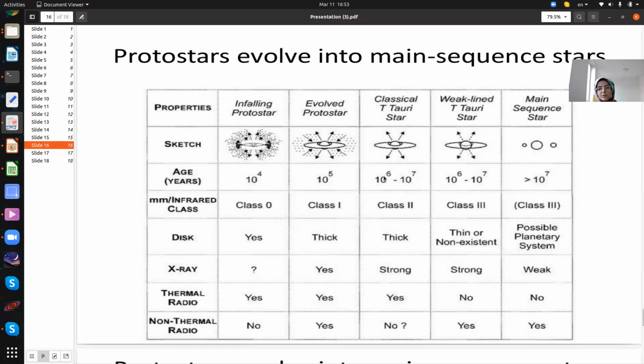The age is around 10 to the power 6 until 10 to the power 7. Here we have a thin or non-existent disk in class 3 with the age of 10 to the power 6 until 10 to the power 7. But here, possible planetary system, we have weak X-ray, and we do not have thermal radio, but we have non-thermal radio.